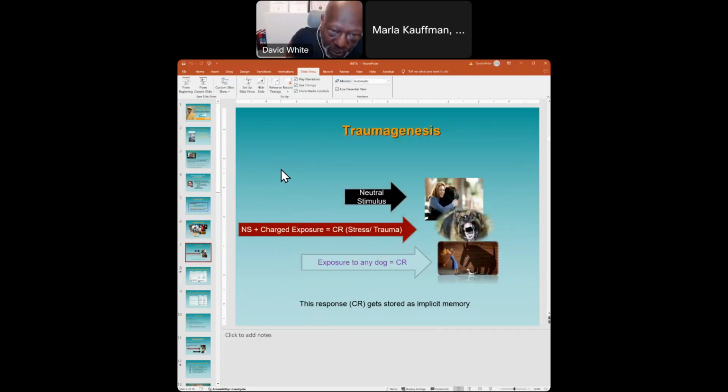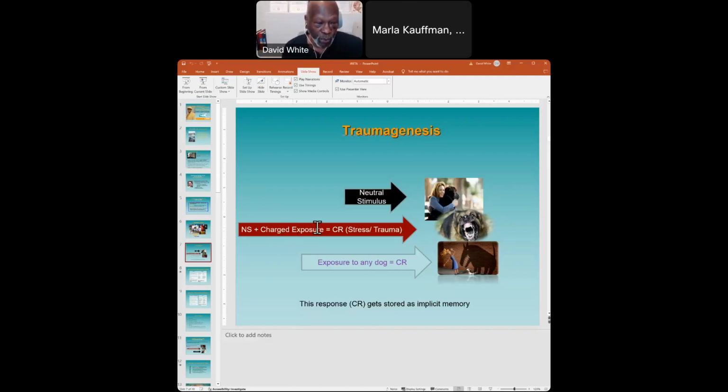Now, how do people become traumatized or end up with secondary traumatic stress? So traumatogenesis is like this. You have a neutral stimulus. So this young lady is hugging her dog. She likes dogs. Dogs are not a problem for her. So it's a neutral thing when she's exposed to dogs. Now, you take that neutral stimulus and you pair it with a charged exposure. And the charged exposure in this case is a dog that is angry and looks like he's in attack mode.